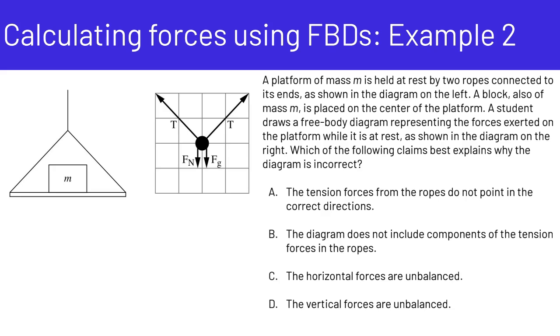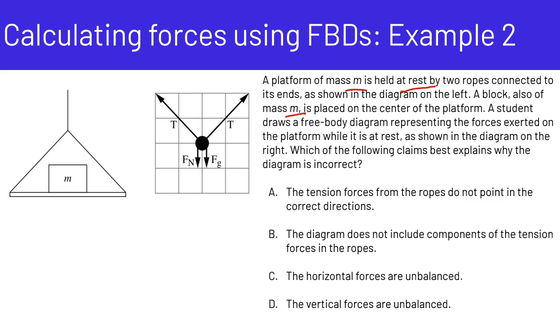Okay, we have one more example here. So we are calculating forces using free body diagrams. A platform of mass m is held at rest by 2 ropes connected to its ends, as shown in the diagram on the left. A block also of mass m. So we have 2 things of mass m. So the platform itself as well as the block are both mass m. It's placed on the center of the platform.